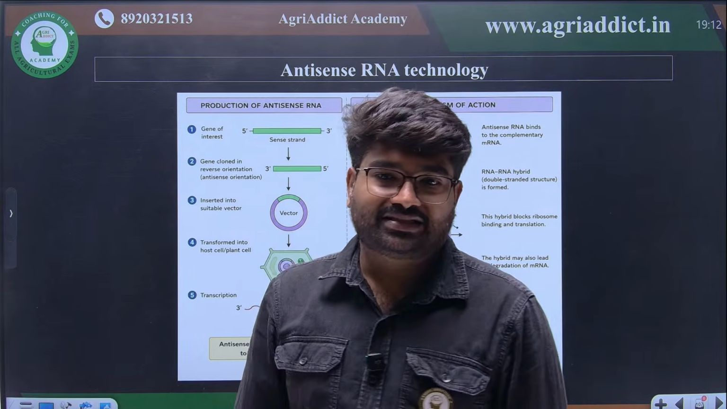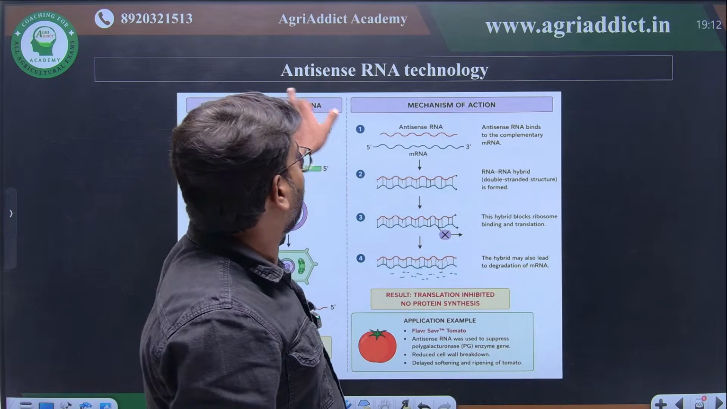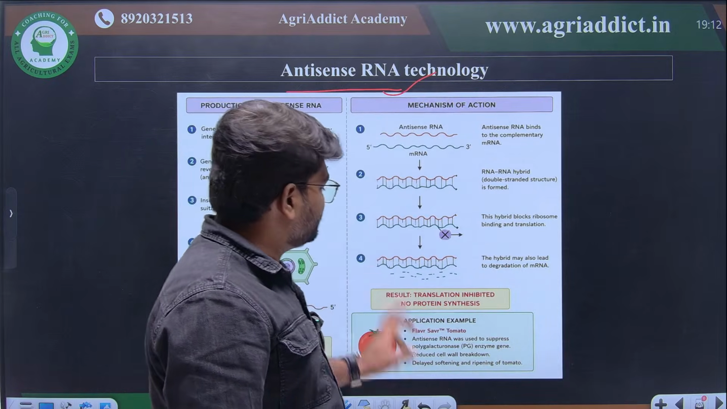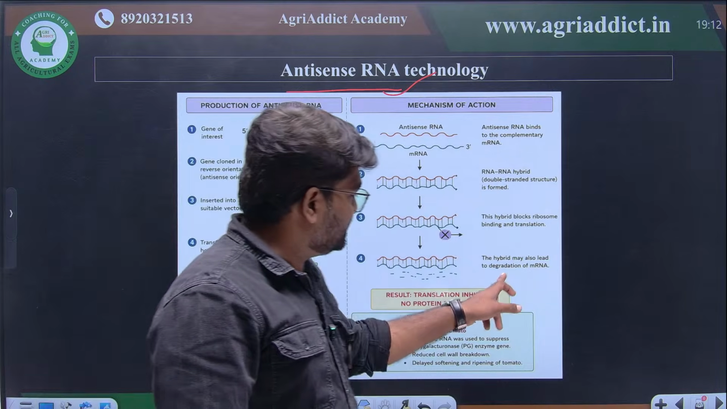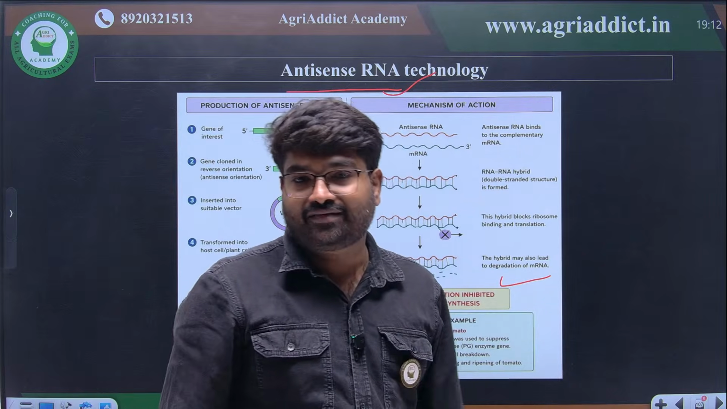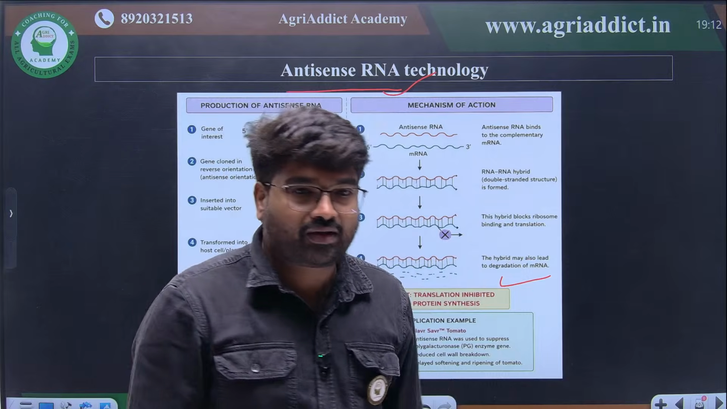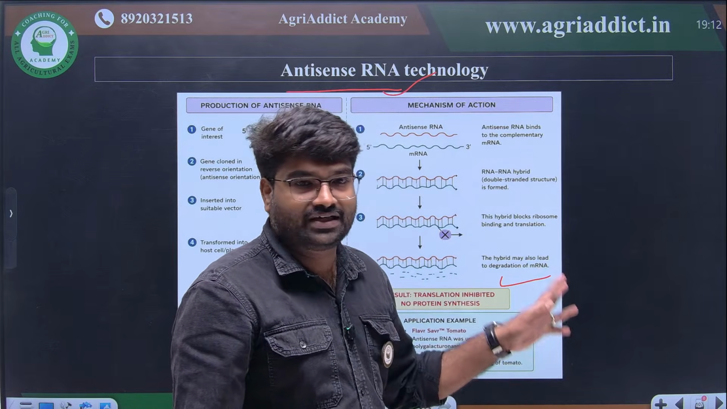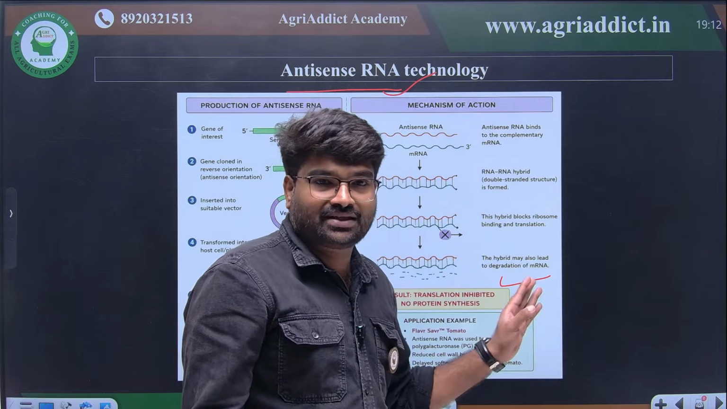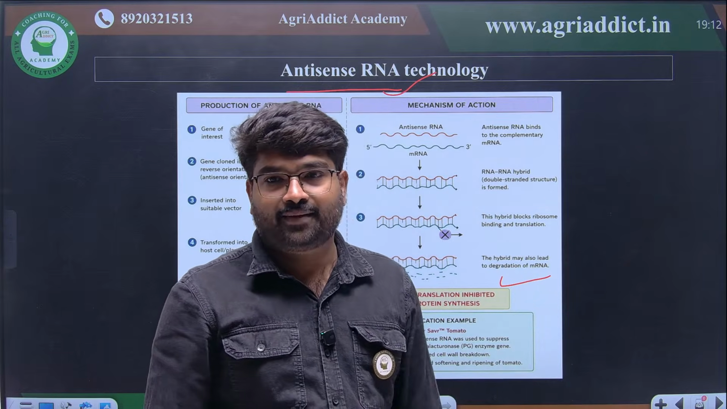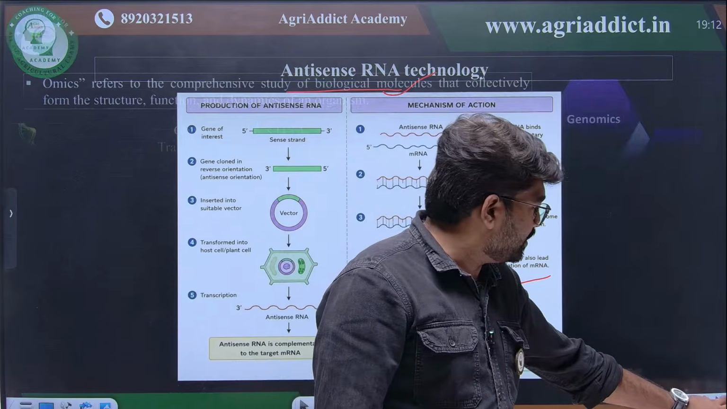This is another repeated slide. Antisense RNA technology, we will use it for what purpose? For the Flavr Savr tomato gene. So the Flavr Savr tomato was developed by antisense RNA technology. This is why I am saying repeatedly, this is a key question. These are the question areas they will ask, so you have to learn about this.